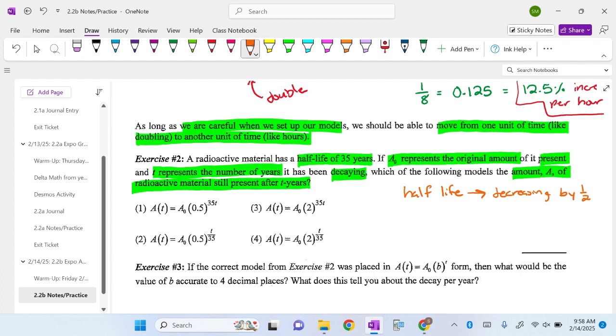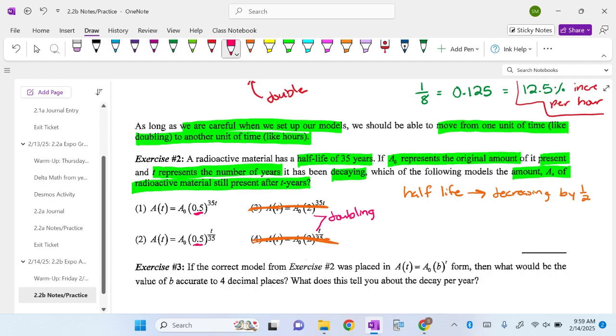3 and 4. Because 3 and 4 are talking about what? Doubling. So 3 and 4 are referring to doubling because it has a base of 2. So these refer to doubling. We're looking for a base of 1/2 because that means it's being cut in half.